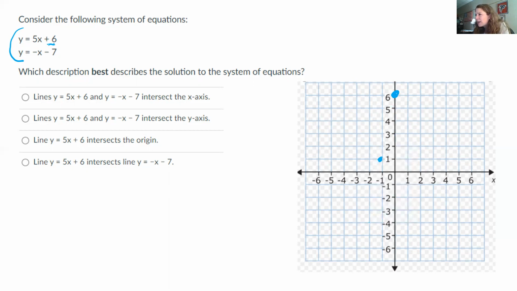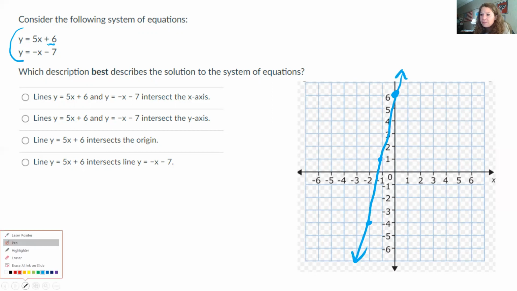So you guys know I cannot draw a straight line, but let's give it our best shot. Oh my goodness. Pressure, you guys, pressure. All right, let's find the second one.